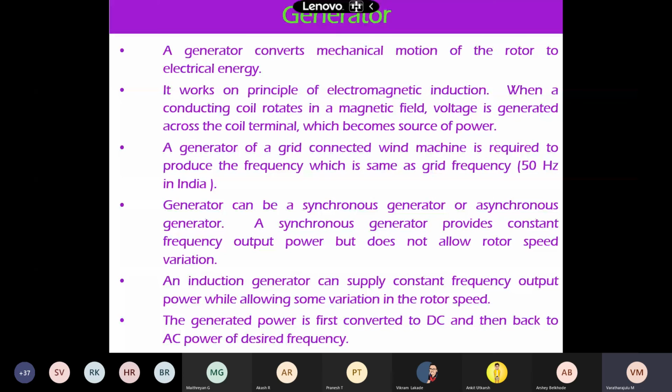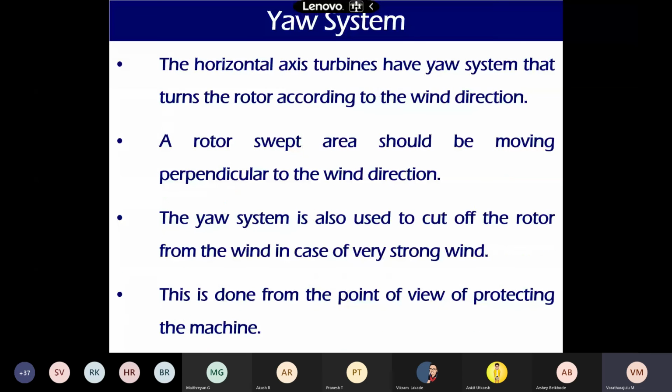And the fourth system is the yaw system. The horizontal axis wind turbine has a yaw system that turns the rotor according to the wind direction. When mounted in one particular direction, it won't be useful when the wind comes from a different direction. Therefore, the base has to rotate, not the rotation of the turbines. The base system is called the yaw system.